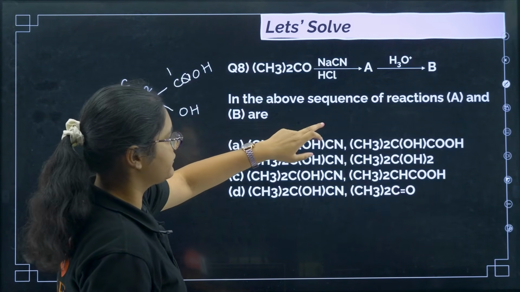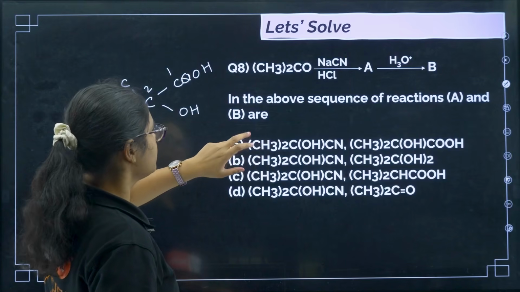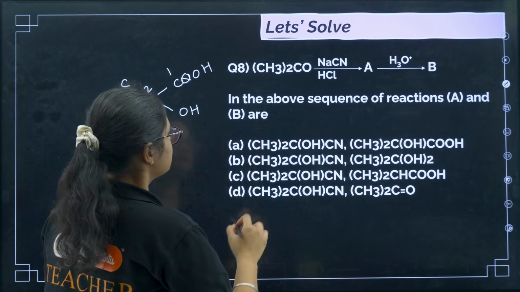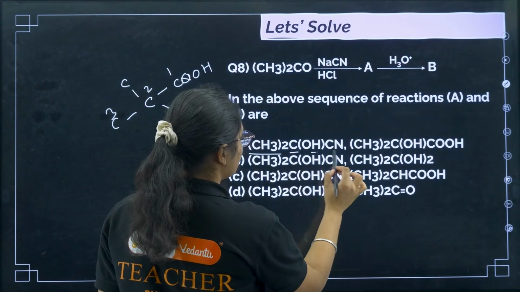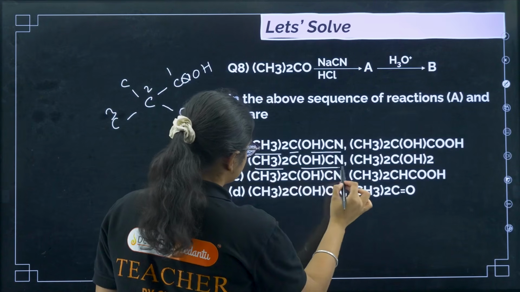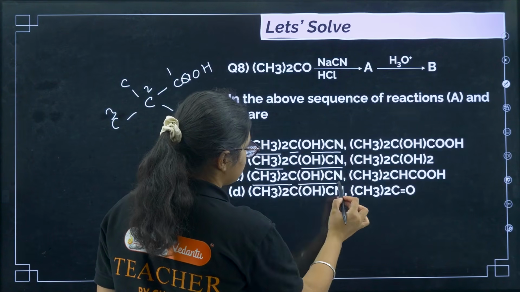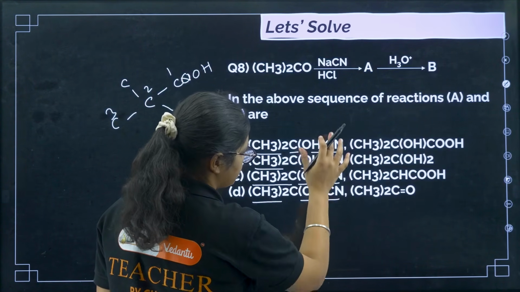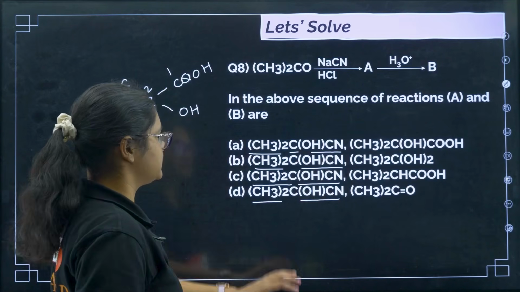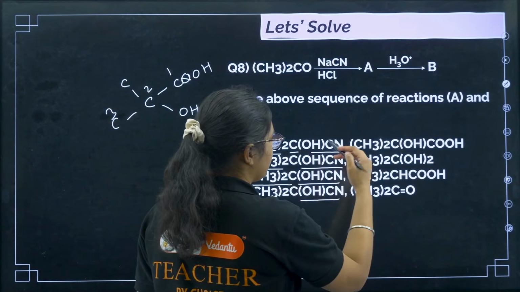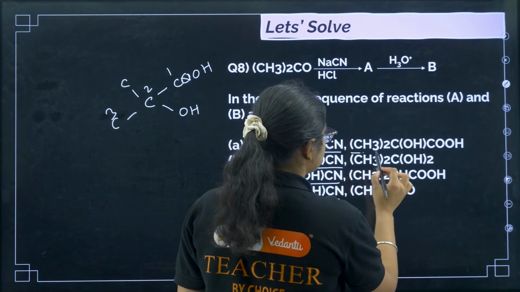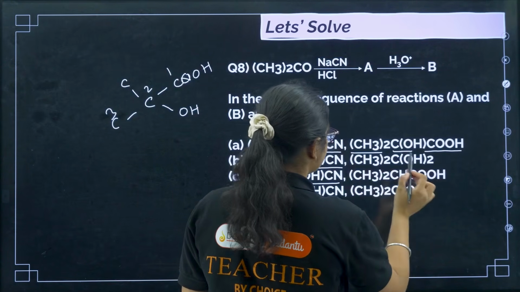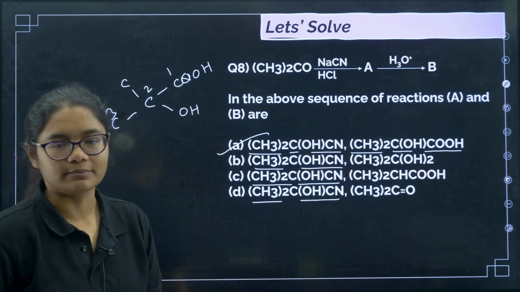In the above sequence you have to find both A and B. So A is your cyanohydrin, right? (CH3)2COHCN. A is correct for all the options. Now coming to B, this CN will get converted to COOH. So (CH3)2COH(COOH) is your correct answer, option number A.